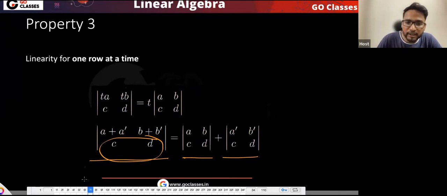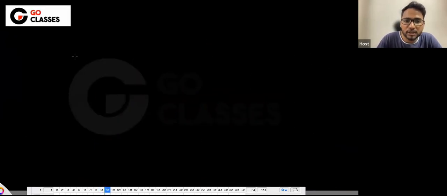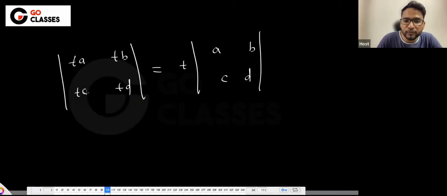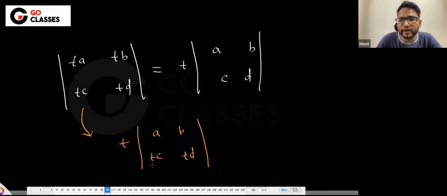You cannot take t common otherwise. Let's suppose I have ta, tb, tc, td. Can I have this equal to t times the determinant a b c d? Is this correct? The answer is no. The reason is that if you apply the linearity, then you have to take t common from one of the rows, any one of the rows. Let me take it from the first row, and then you again have to apply the linearity, which means you again have to take t common, and in this case it will be t square ABCD.